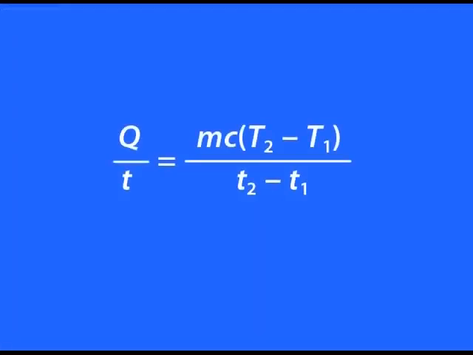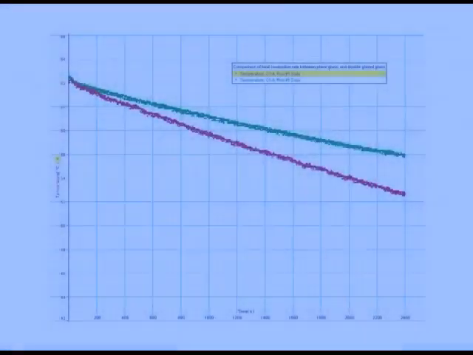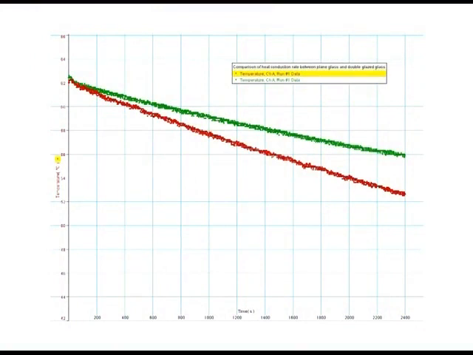Calculate the rates of heat loss for the single and double-glazed glass and compare their results. Which type of glass has a lower rate of heat transfer by conduction?